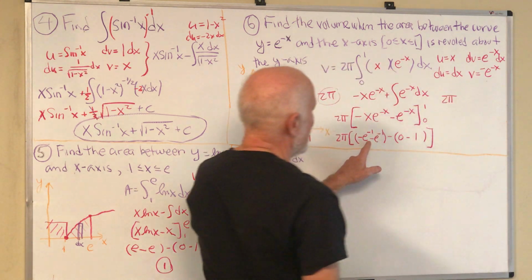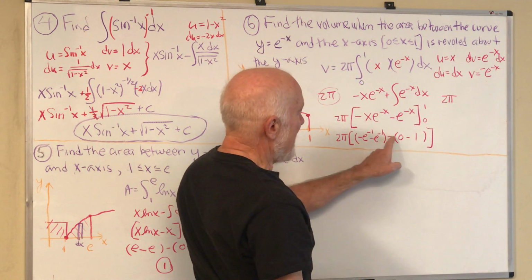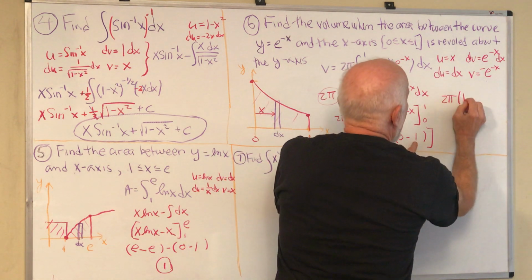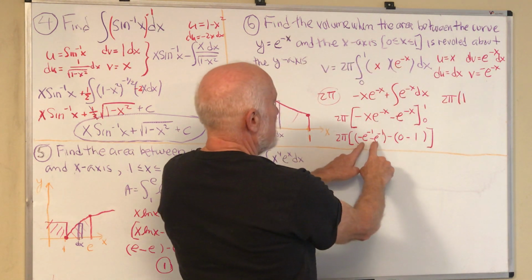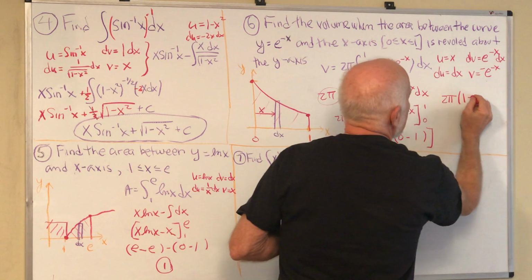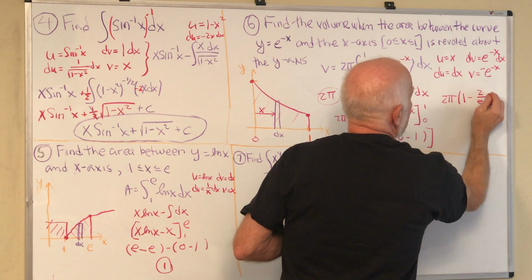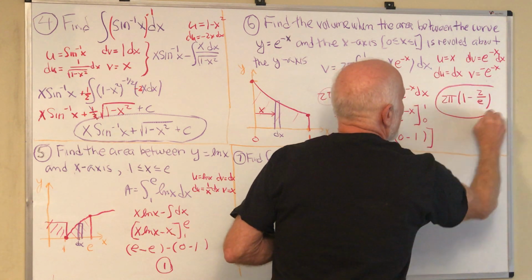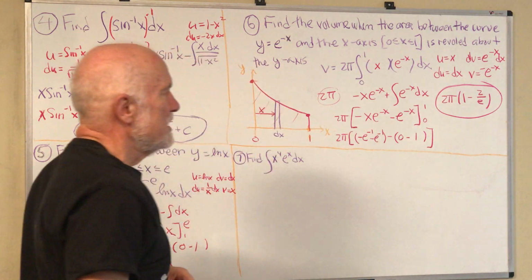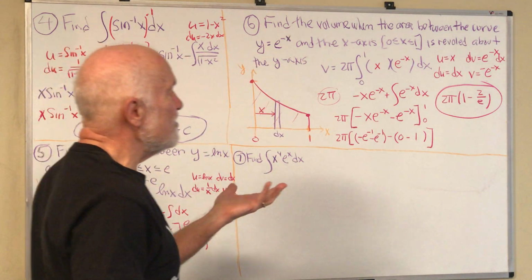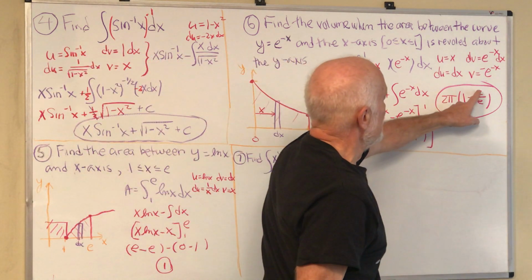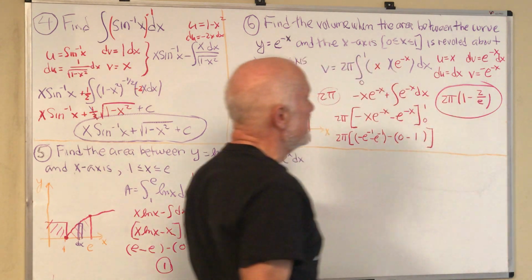2 pi, minus times minus would be 1, and then you get minus 2 over e. That's your volume. And just to kind of check, it is a positive number because 2 over e is less than 1.